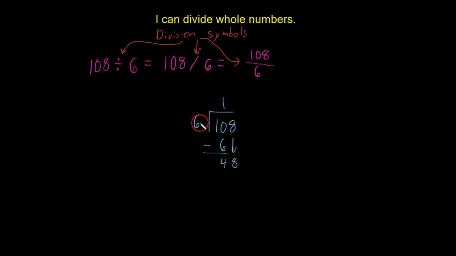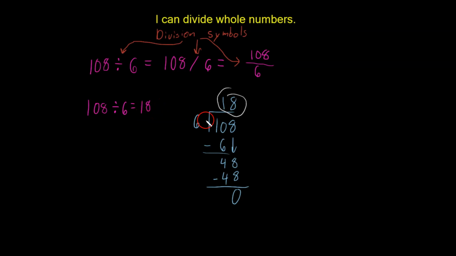And now we ask ourselves, how many times does 6 go into 48? Well, I know that 6 times 8 equals 48. So I put 48 right here. And we get no remainder. So we get 108 divided by 6 to give us 18.